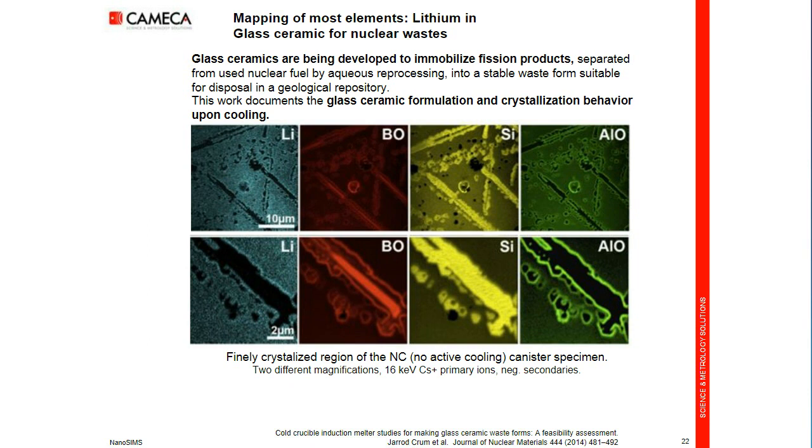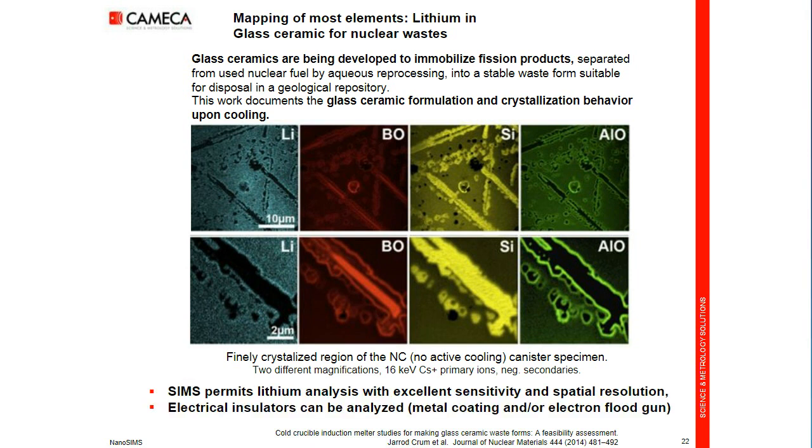And you can also detect other elements. We see in this example, in this glass, boron is imaged with BO minus, because here it was imaged with cesium primary, and aluminium as AlO minus, because there is a lot of oxygen in the oxide. But it could also be analyzed with an oxygen primary beam instead of cesium, and in such a case we would use lithium plus, boron plus, aluminium plus. So good sensitivity for light elements, including lithium.